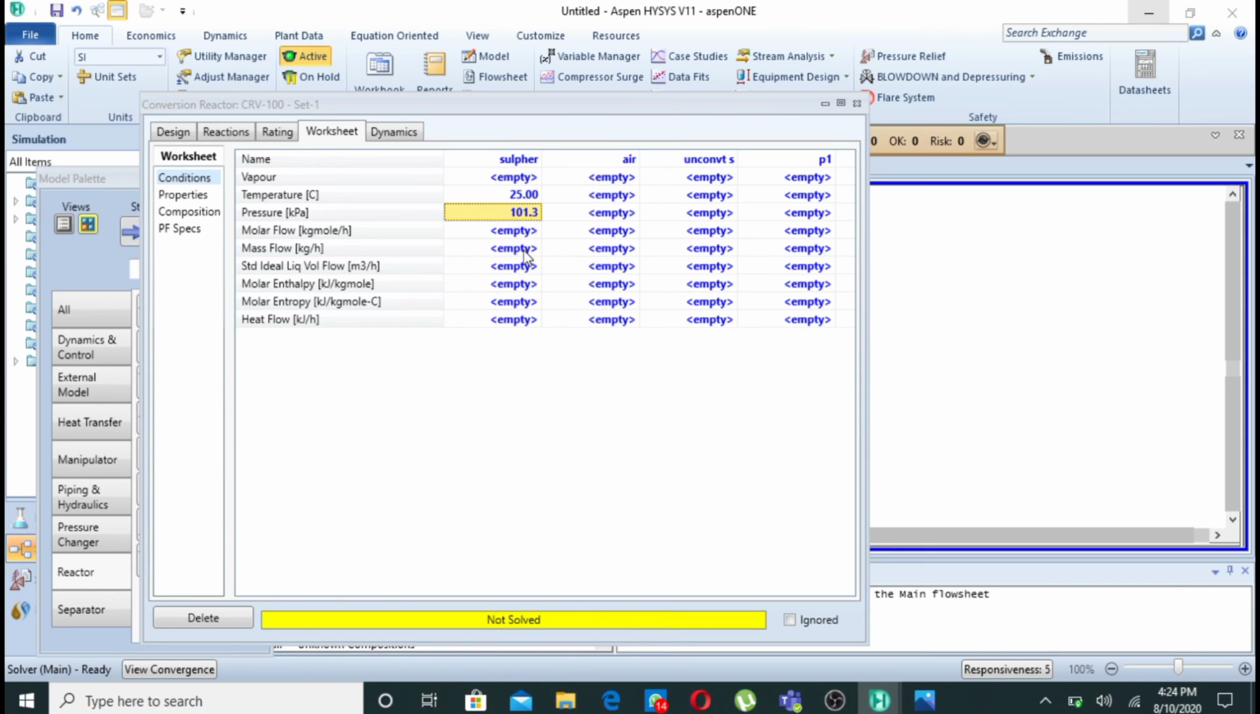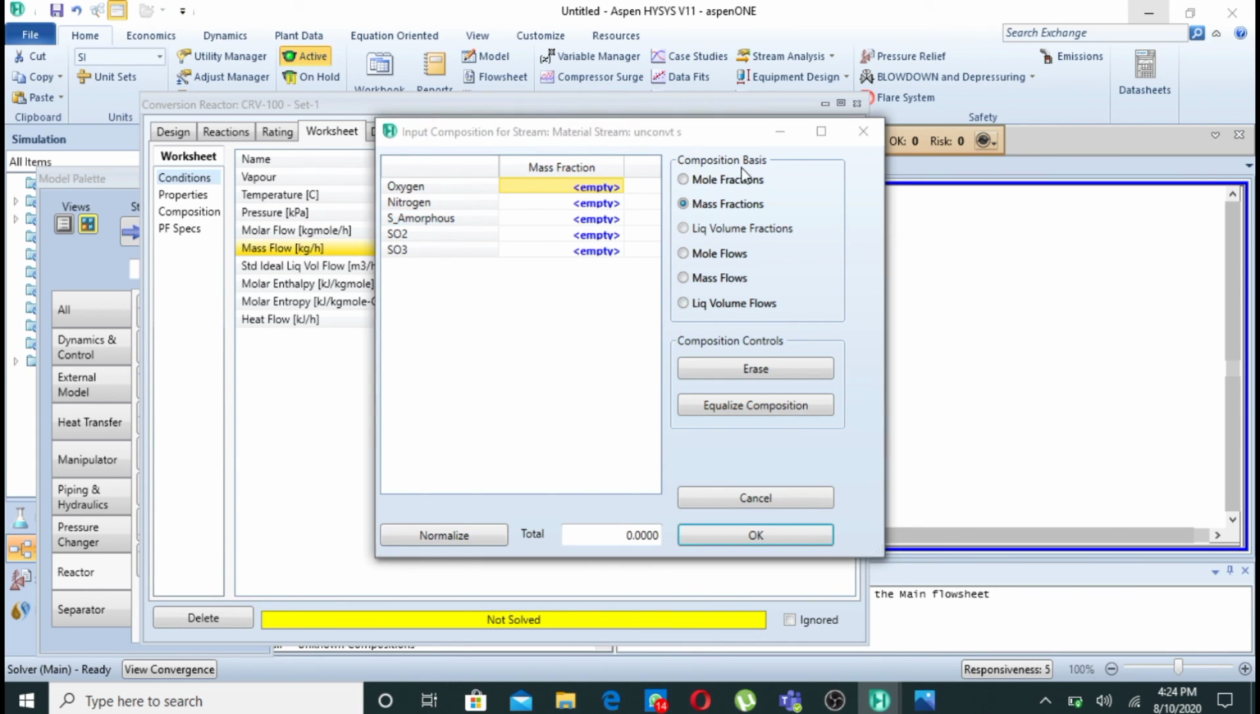And here I was given the mass flow rate, so I will write 100 kg per hour, and I have to define its composition also. A lot of tabs have popped up, so I have to go through the sulfur composition tab. It is P1, so I will click cross unconverted air. This is sulfur, and in this stream I have 100% sulfur. So I will just put one on amorphous sulfur and OK.